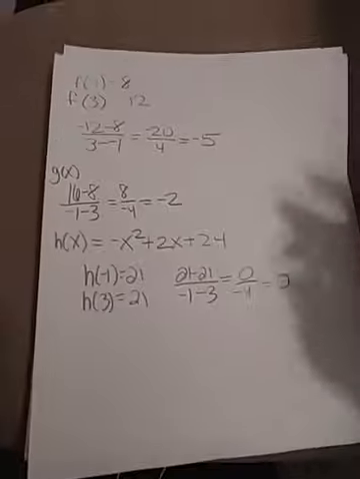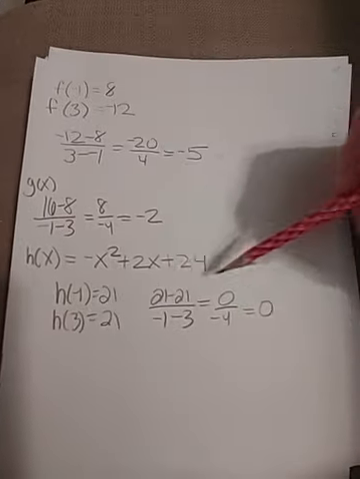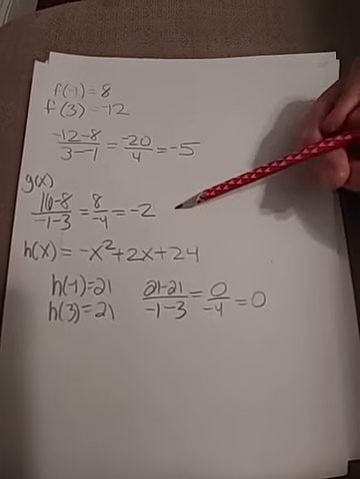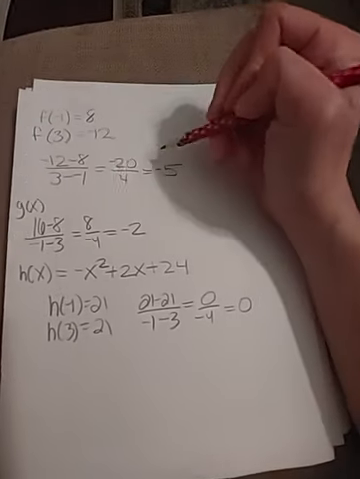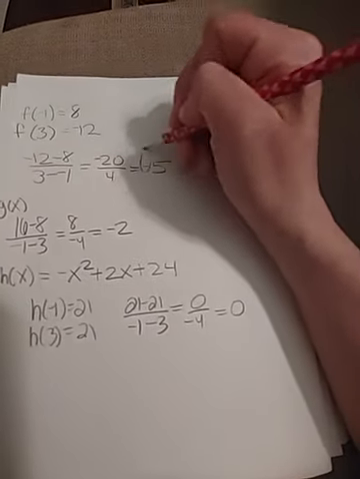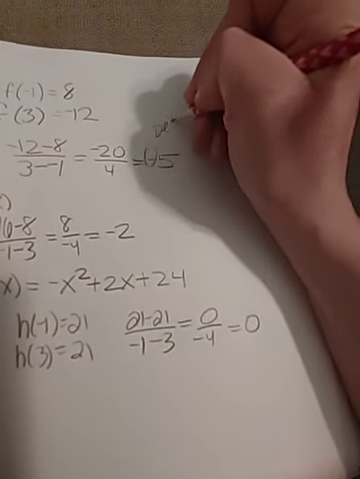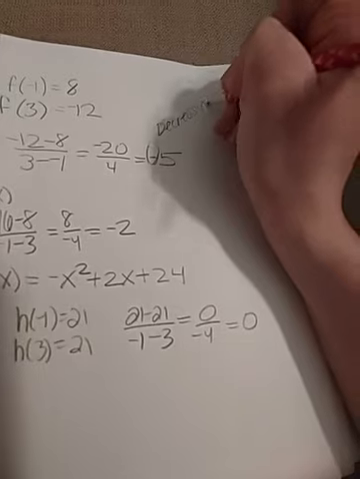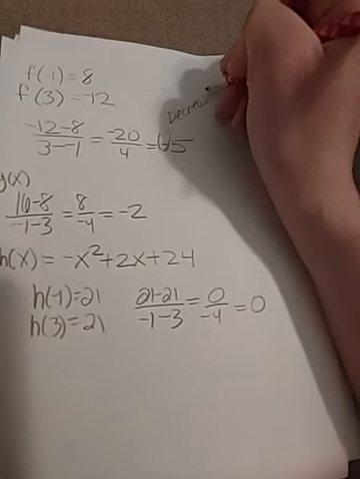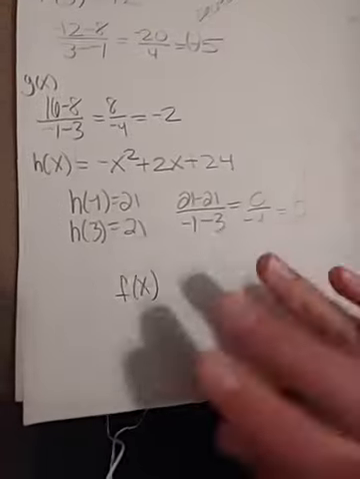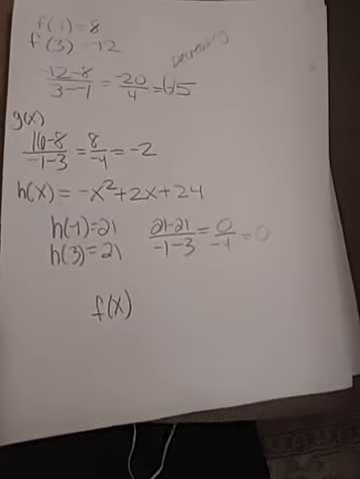All right, so when you order these, you have to be careful because it appears as h of x has the greatest rate of change because 0 is bigger than -2, which is bigger than -5, but the negative is just telling you that it's decreasing. So the f actually has the largest rate of change.